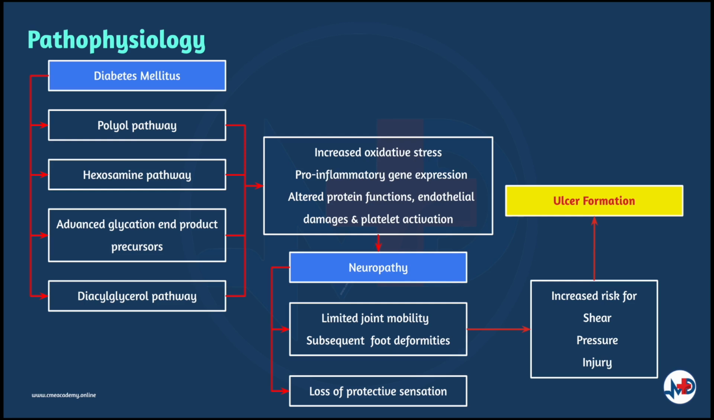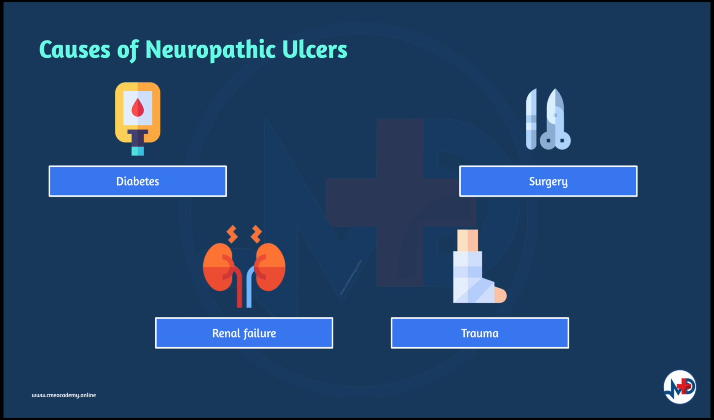The diacylglycerol pathway causes increased protein kinase C activation, and these pathways eventually lead to increased oxidative stress, pro-inflammatory gene expression, altered protein function, endothelial damage and platelet activation, and all these result in neuropathy. Neuropathy causes limited joint mobility and subsequently foot deformities. Neuropathy can also lead to loss of protective sensation, hence increased risk for shear pressure and injury, which will lead to a foot ulcer.